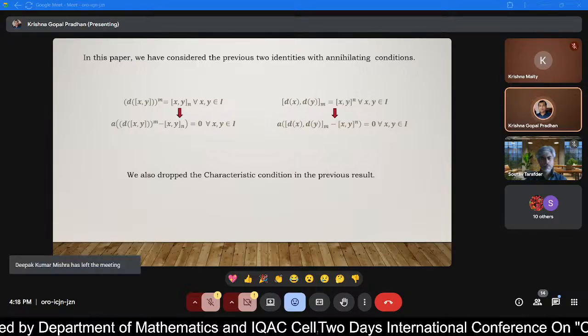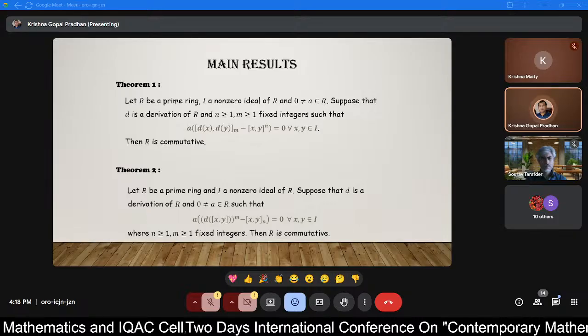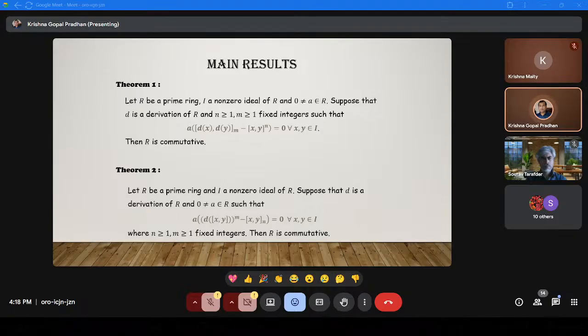The main result in this paper is: let R be a prime ring, I a non-zero ideal of R, and A be a non-zero element in the ring R. Suppose that D is a derivation of R and n and m are fixed integers greater than or equal to 1, such that A times the nth commutator of D of X and D of Y minus the nth power of the commutator of X and Y equals 0 for all X, Y belonging to I, then R is commutative.